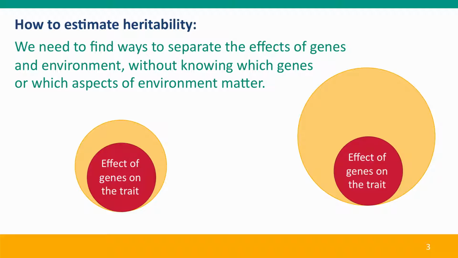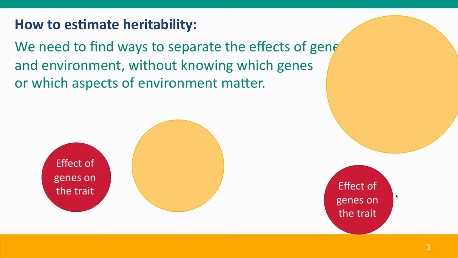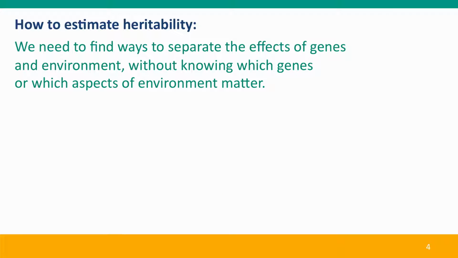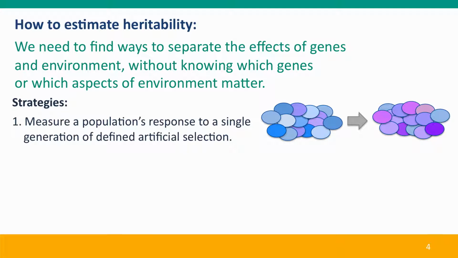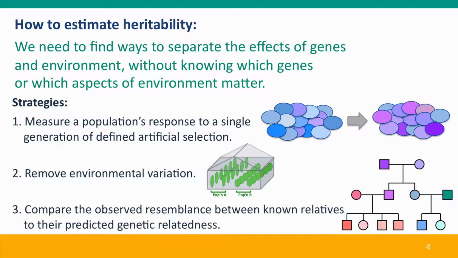So we need to find ways to separate the effects of genes and environment when we don't know which genes matter or which aspects of the environment matter. There are several ways we can do this. One is to measure a population's response to a single generation of defined artificial selection. Another is to remove the environmental variation completely, as much as possible. And the third is to compare the observed resemblance between relatives whose phenotypes we've examined to their predicted genetic relatedness. And I'll discuss all three of these.